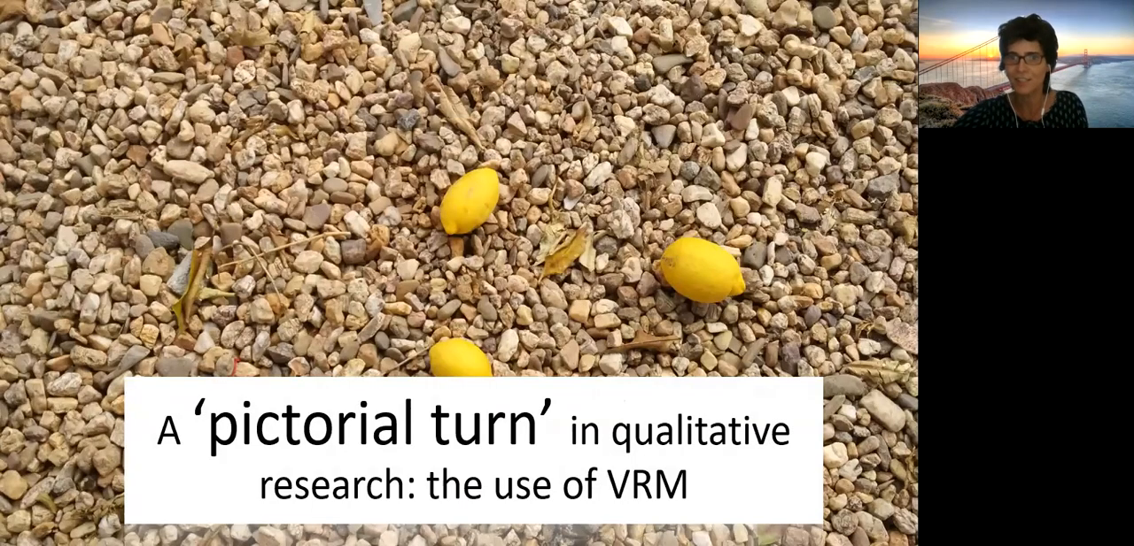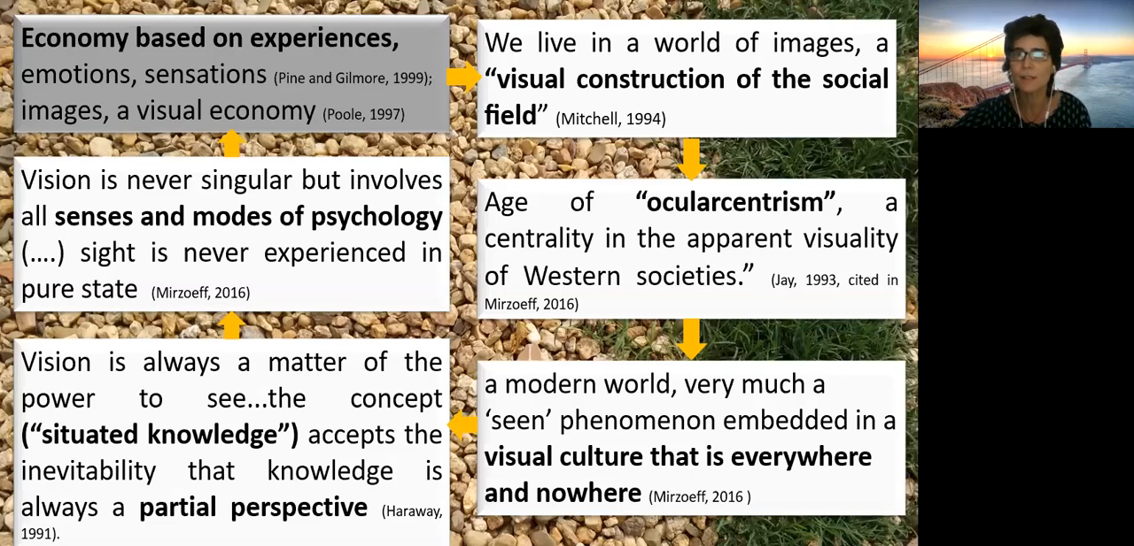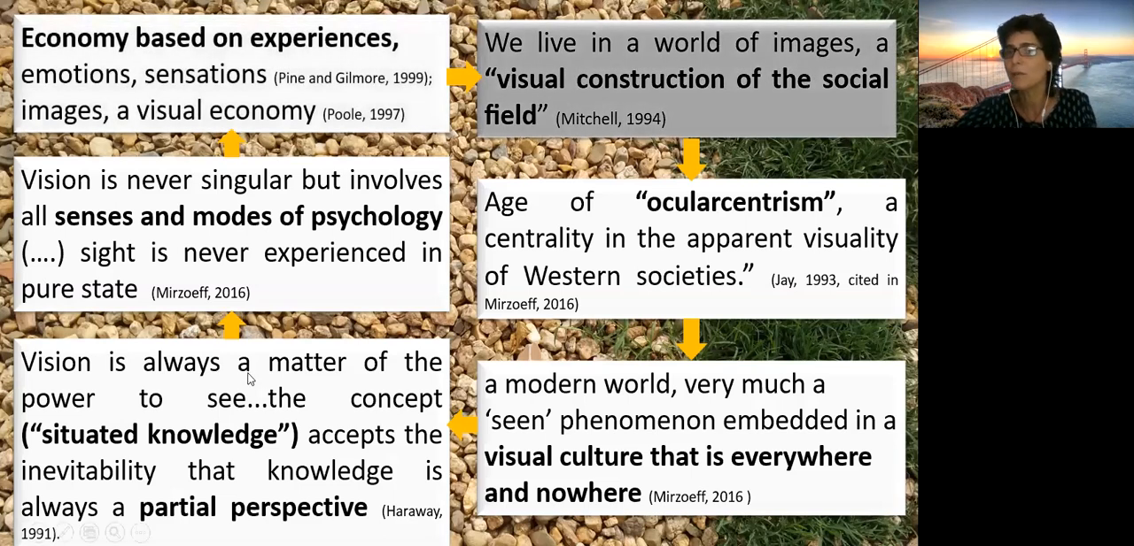So the pictorial turn is here. And why? These are some thoughts from different authors, because images are truly important nowadays, because we live in a common economy based on experiences, emotions and sensations. Poole mentioned this with his thought about the visual economy. Another thought is that we live in a world of images. Mitchell also mentioned this, a very interesting thought in his book Picture Theory: the visual construction of the social field. So we are living nowadays a visual construction. The social field is made of images, because vision is a sense that we use in daily life, but we also need to use it in our research.